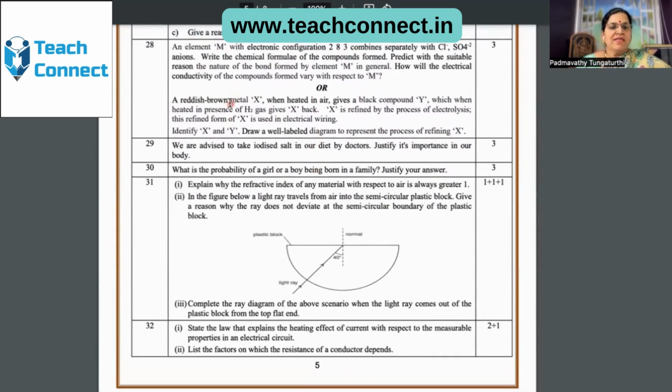Now we have the 28th question. Element M with electronic configuration 2, 8, 3.